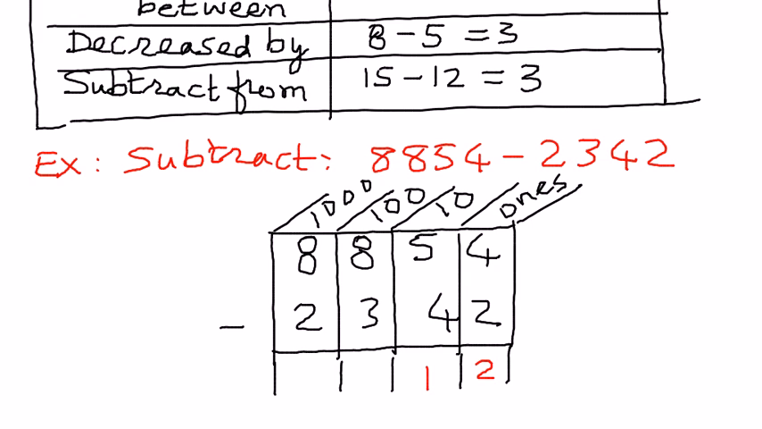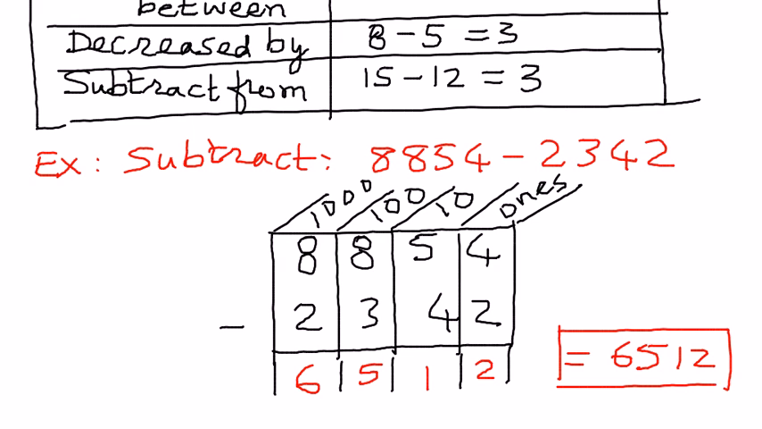And in the hundreds place, we're going to subtract 3 from 8. 8 minus 3 is 5. And in the thousands place, we want to subtract 2 from 8. 8 minus 2 is going to be equal to 6. Therefore, when we subtract 2342 from 8854, the value we get is equal to 6512. This is our answer. This is the way we're going to subtract whole numbers using the place value chart.